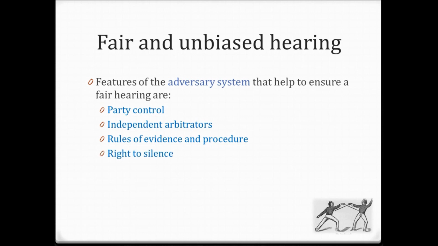We have the right to silence in criminal cases so that an accused person doesn't have to say anything that might incriminate them. We also have legal aid, which ensures that parties who can't afford legal representation are able to be represented within the legal system to ensure that they can get a fair hearing. Finally, we have burden of proof as well, which ensures that the party that brings the case, either the prosecution in criminal cases or the plaintiff in civil, has to prove the case to the required standard.